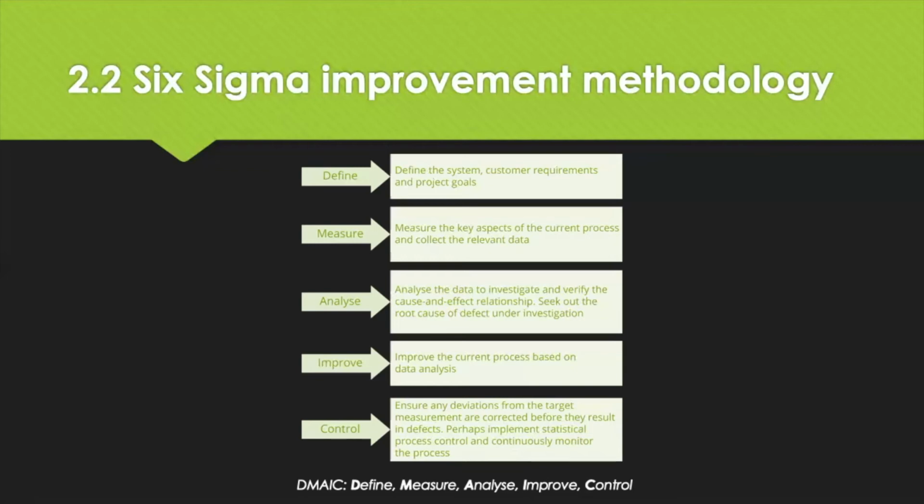So going back to your DMAIC, you've got define the system, that's the customer requirements or the goals, analyse the data and verify the cause and effect relationship. Measure is the aspects of the current processes, collect relevant data, go off and improve it based on data analysis, and finally control. So you're ensuring any deviations from target are corrected before they result in a defect.